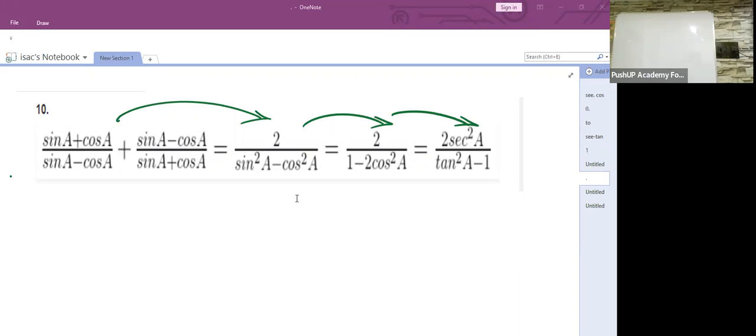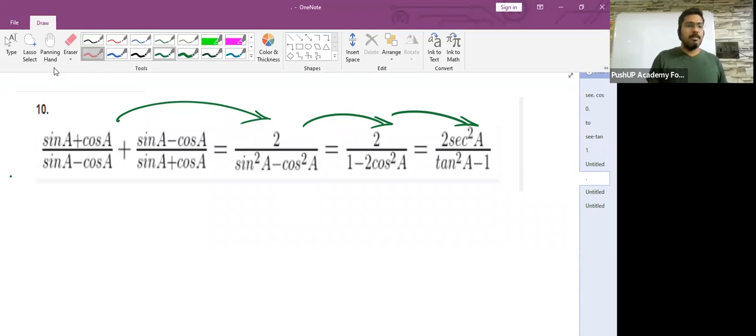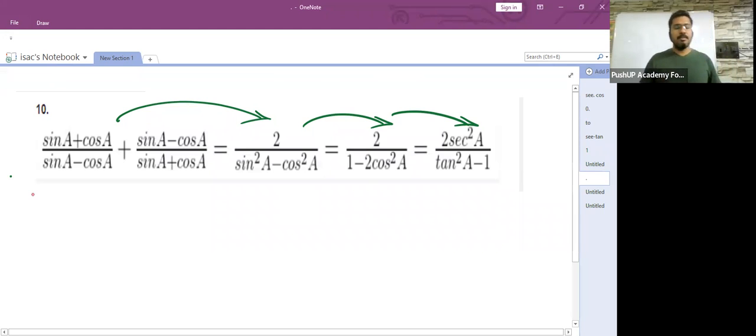The first one and the last one is tough. First you solve the first and the second one, then we will think about the last one, okay?